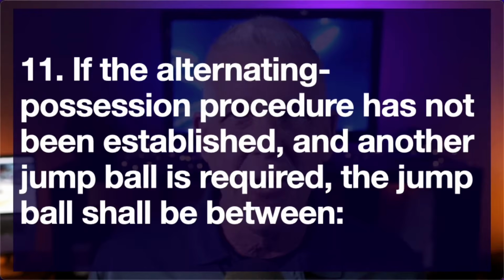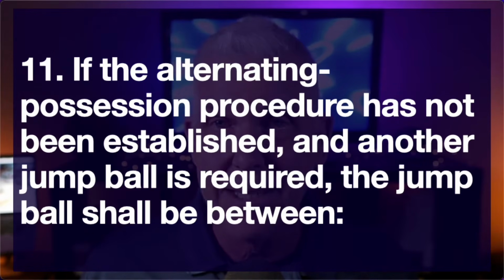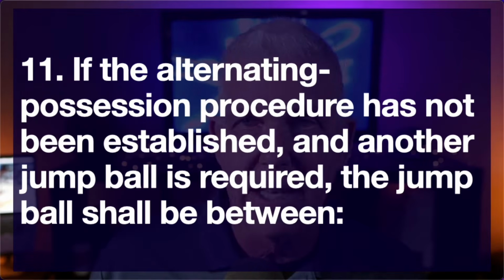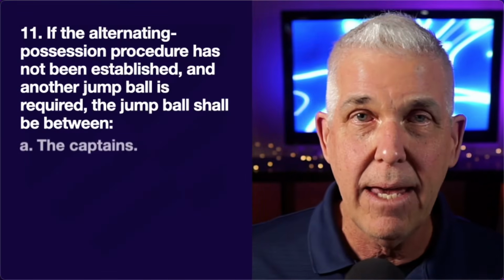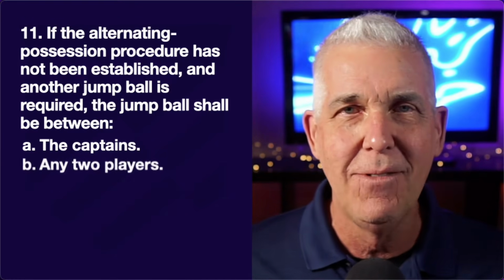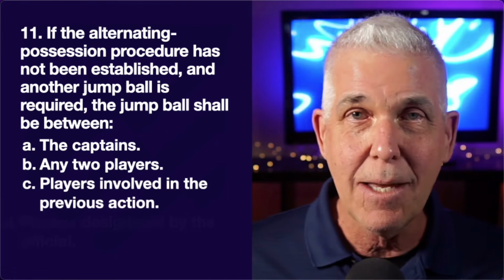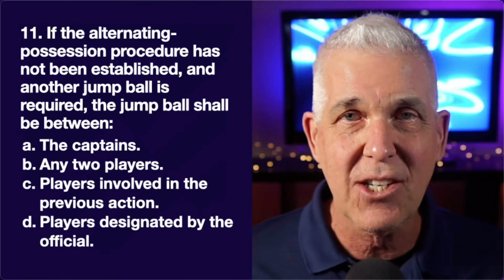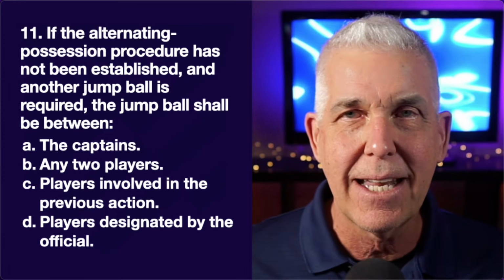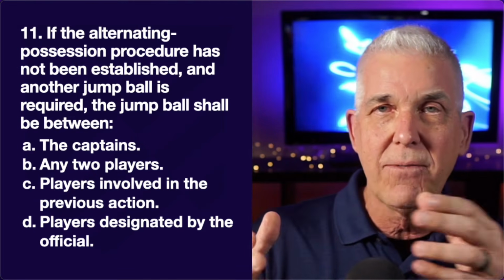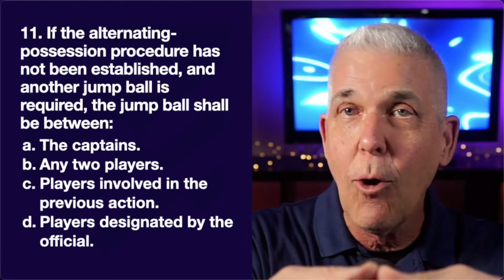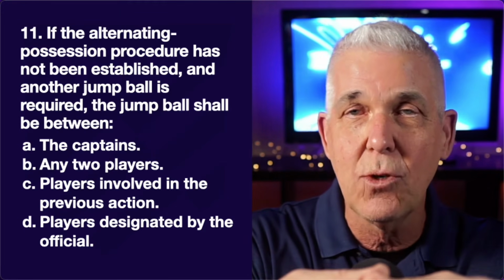Let's learn about the rules of high school basketball. Let's go to question number 11. If the alternating possession procedure has not been established and another jump ball is required, the jump ball shall be between A, the captains, that's creative, B, any two players, C, players involved in the previous action, or D, players designated by the official. By rule here, we are the two players involved in securing the ball and holding it so tightly that rough play may ensue.